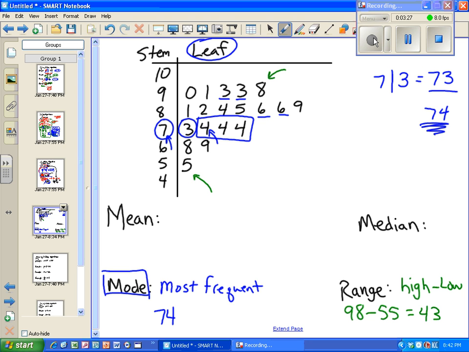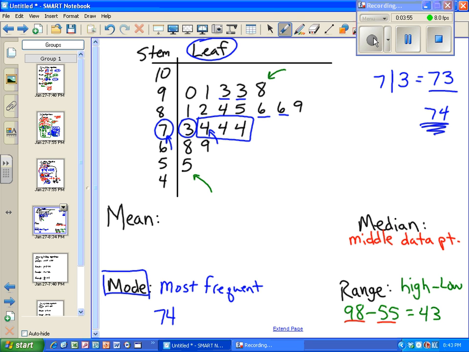Now those two are kind of things you just sort of identify. They don't take a ton of math to figure out. Another one that we can just kind of identify here is what's called the median. Now the median is really the middle data point. It doesn't mean it's exactly halfway numerically. It doesn't mean it's exactly halfway between 98 and 55. We're not talking about what the average is.